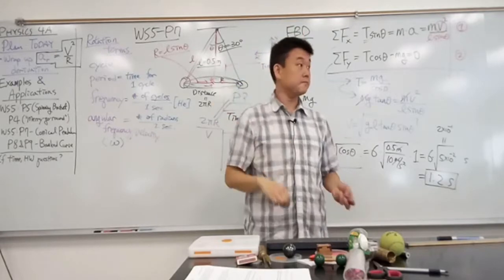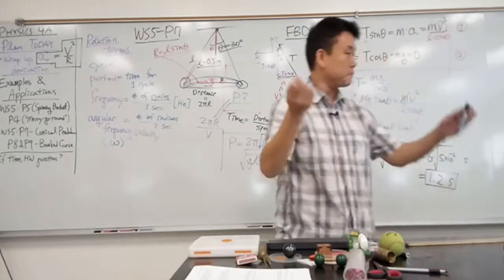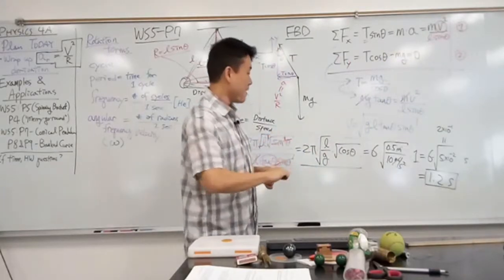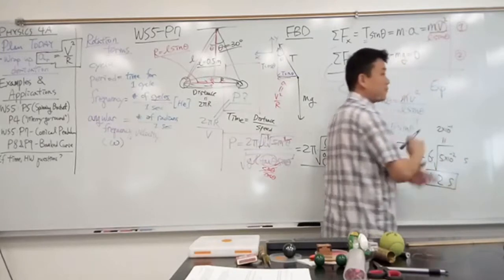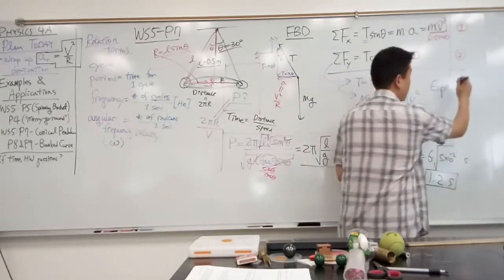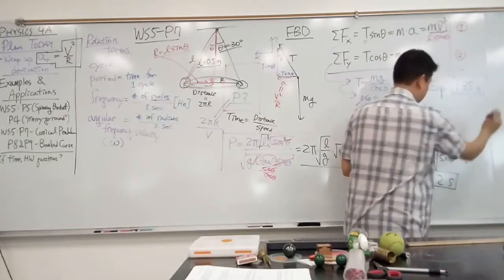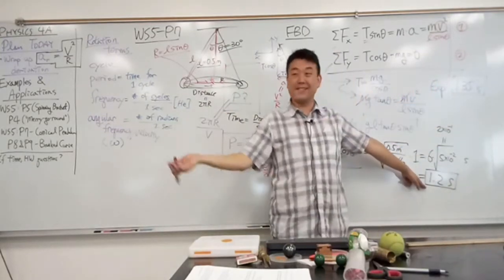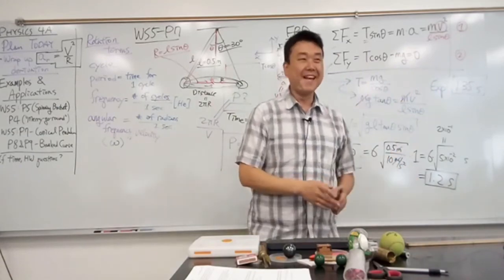1, 2, 3, 4, 5, 6, 7, 8, 9, 10. How many seconds? 14 seconds? 13 seconds, so 13.5 seconds. So the actual experimental value was 13.5, or divided by 10, 1.35 seconds. It's within 20%. That was my goal, and it's within 20%. Good? Yeah, so it works.